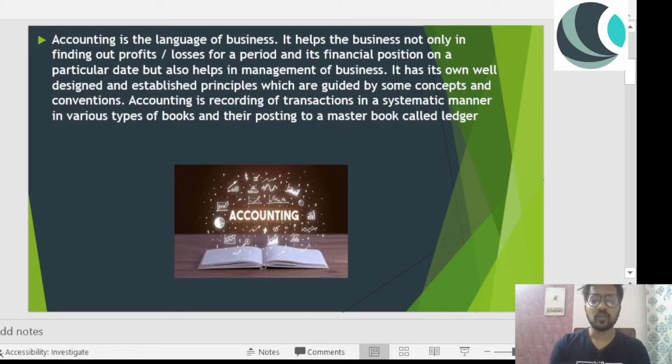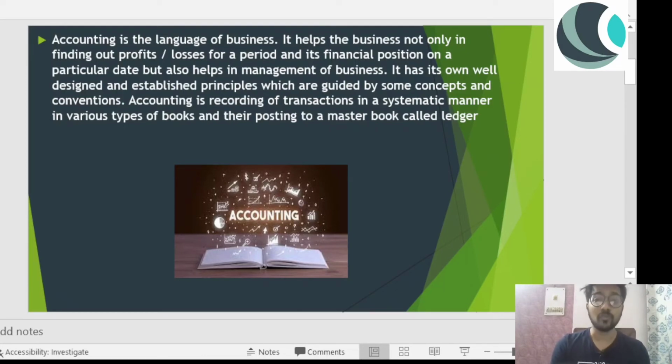So what is accounting? In layman terms, it is recording of transactions in a systematic manner in various types of books and their posting to a master book called ledger. So basically, there is a master book where you post all the transactions. Firstly, you record those transactions in the journal book, and then you finally post them to a master book called ledger. So accounting is a recording of transactions in a systematic manner. You are not recording transactions in a vague manner.